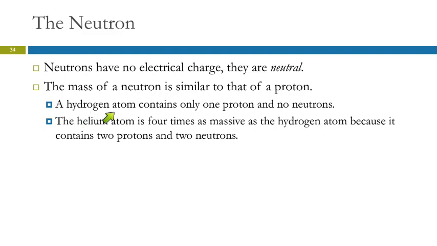So the hydrogen atom has 1 proton and no neutrons. A helium atom is 4 times as heavy, as massive, as a hydrogen atom because it's got 2 protons and 2 neutrons, a total of 4 massive particles compared to 1. And so that explained the discrepancies in masses that were being seen.